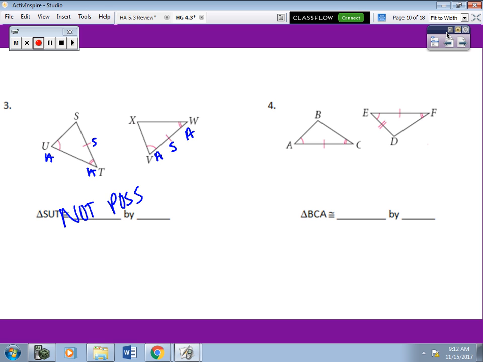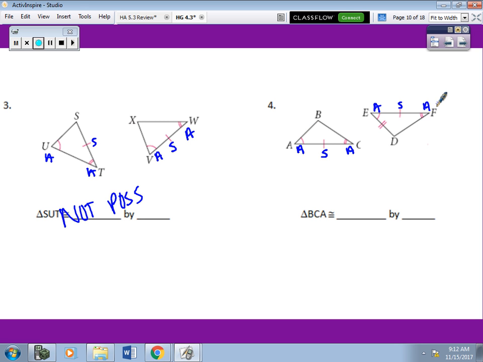Now the next one has some different markings on the triangles. We see one marking, I'll put an A there. I'll put the A with the one marking showing we have corresponding congruence. We see one marking for the side, S and S. And I see two markings, which is A and A. Then they have two markings and nothing over here. Okay, but that's kind of just extra icing on the cake. You don't necessarily need to know that, and it's not going to hurt you to know that either.